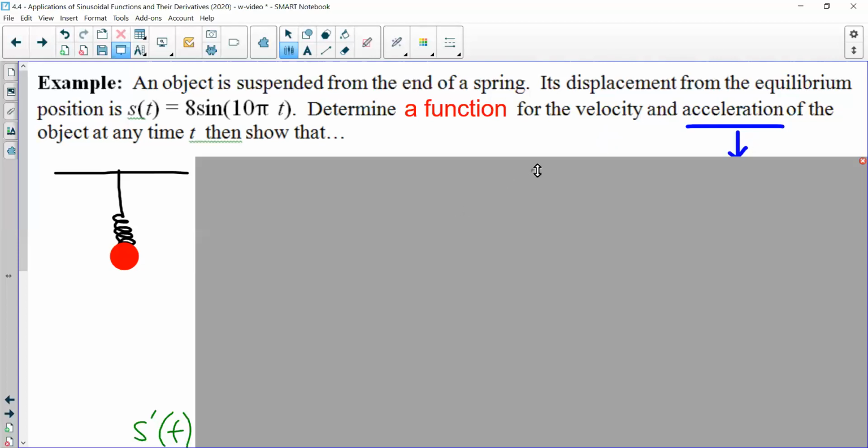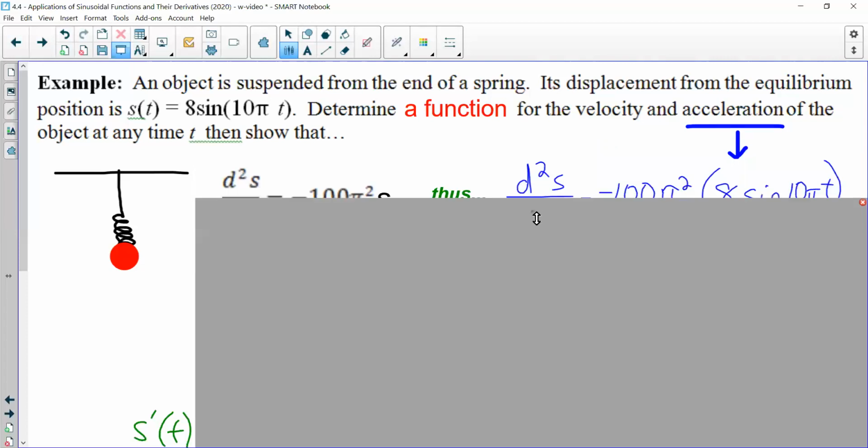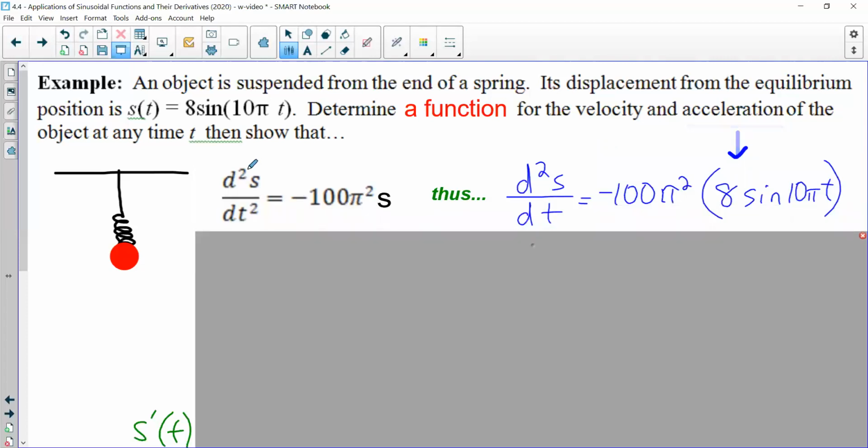And one of the things that this question wants you to do is to show that the second derivative of the displacement with respect to t is negative 100 pi squared s. That basically means that the second derivative is equivalent to this expression here. If you're wondering how that came to be, the s is a representation of your displacement. So you have to prove algebraically that this works. But we also have to find the velocity and an acceleration function.